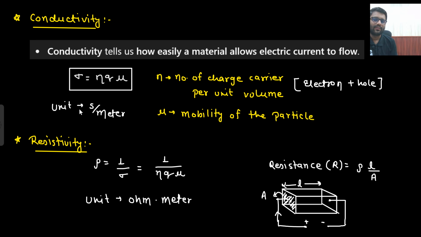This will be the unit. So what does this mean? What will be the unit here? 1 upon ohm into meter, because conductivity is just the reciprocal of resistivity. So 1 upon ohm into meter.